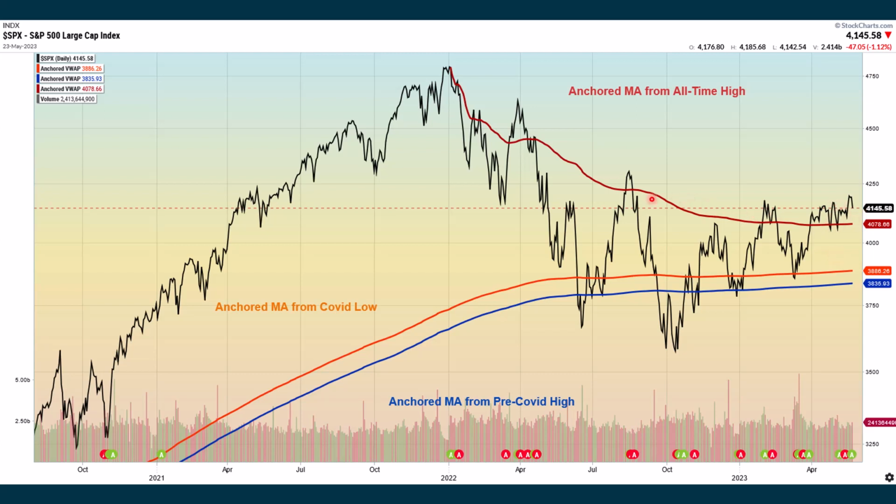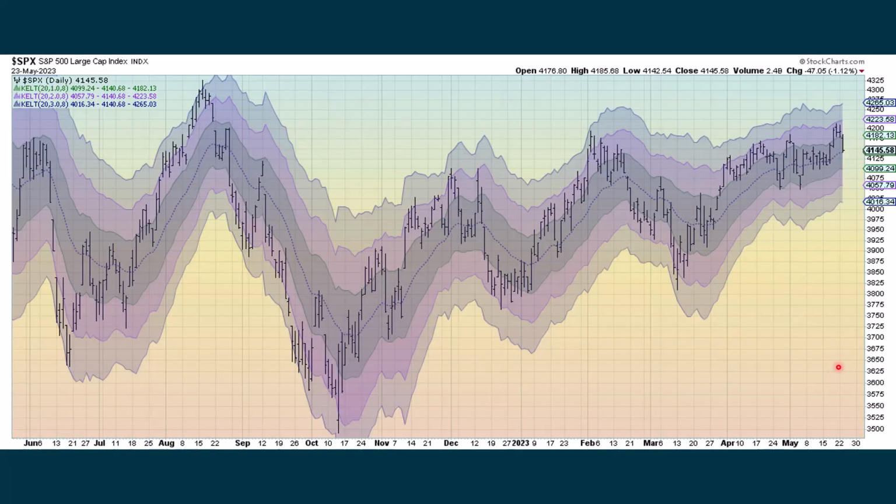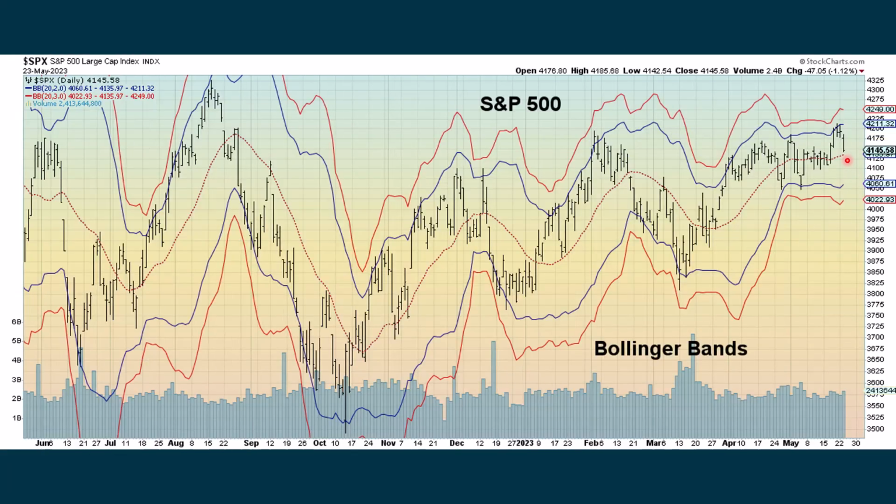This is an anchored moving average going back to the all-time high. If we continue to fall, we're looking at the 40.79 level as potential support. The TTM squeeze also showed a little bit of weakness where it turned from a lighter shade of blue to a darker shade of blue. And we've come right back down to the midpoint with our standard deviations chart. The Bollinger Bands were just a little bit above the midpoint.